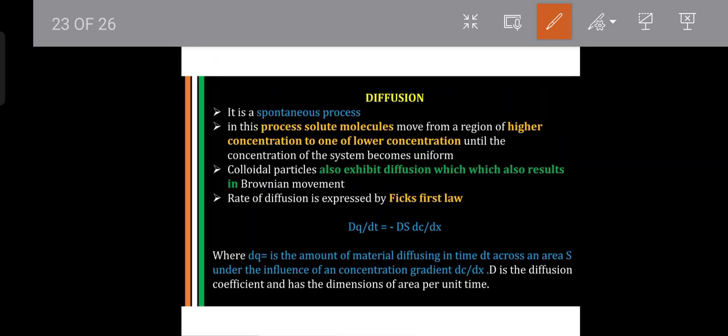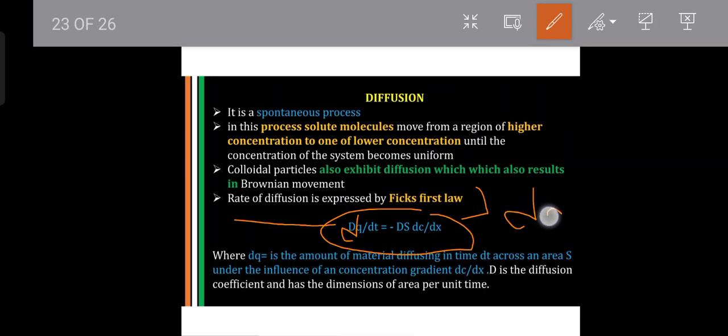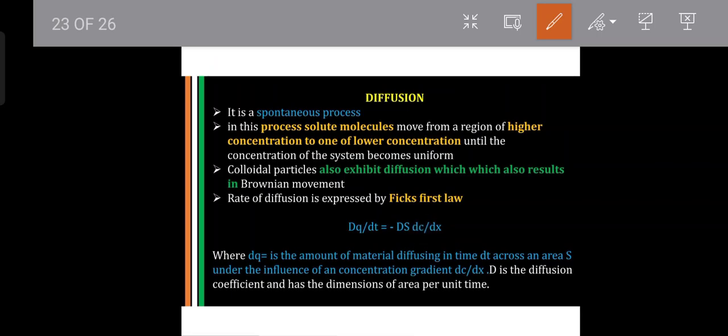Diffusion is expressed by Fick's first law, that is dq by dt equals minus D S dc by dx. Here it is the small d, not the capital D, I mean dq. dq means the amount of material diffused in time dt across an area S, under the influence of a concentration gradient dc by dx, and D is the diffusion coefficient and has the dimension of area per unit time. So this is Fick's first law.